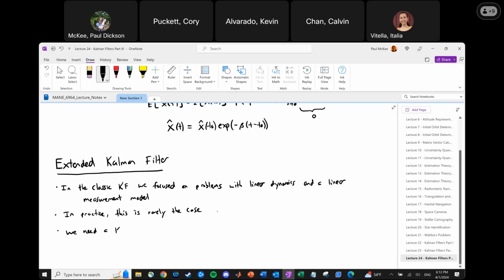a Kalman filter which can be extended to nonlinear applications. An extended Kalman filter, or you might say EKF. So this is the most popular type of Kalman filter that is used in practice. A variation of an extended Kalman filter is used on the Orion spacecraft, for example. This is it, right? This is kind of the standard.